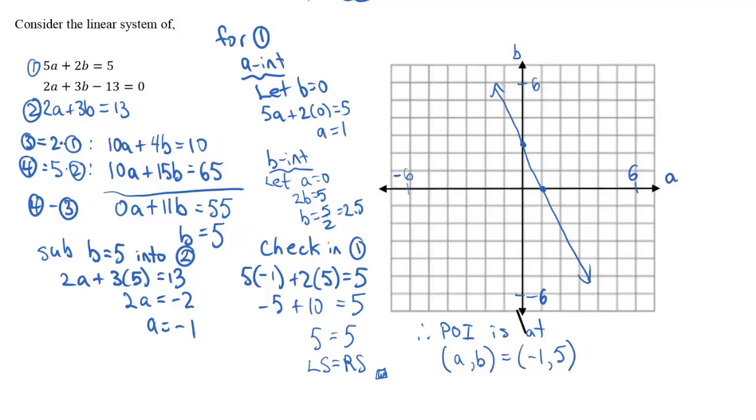Decent estimate. Now, we're going to do this in our head now. We're going to do it for equation 2. I get, for my b intercept, 4.33.